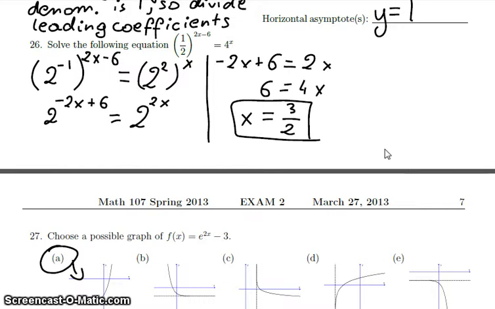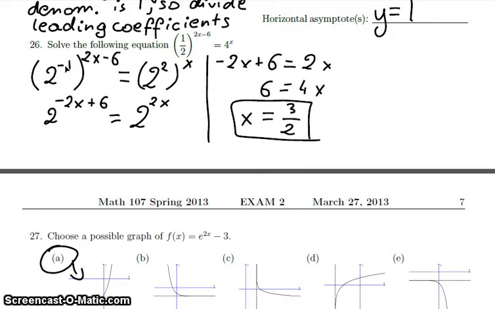Problem 26. Solve the following equation. 1/2 raised to the power of 2x minus 6 is equal to 4 raised to the power of x. You need to find a common base. The common base is 2. So 1/2 can be written as 2 to the negative first, and 4 can be written as 2 squared.